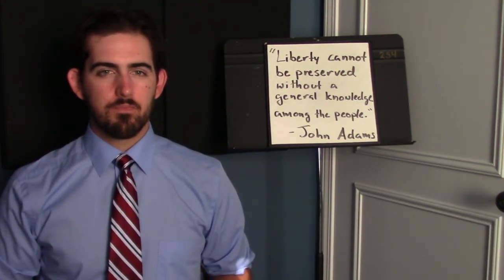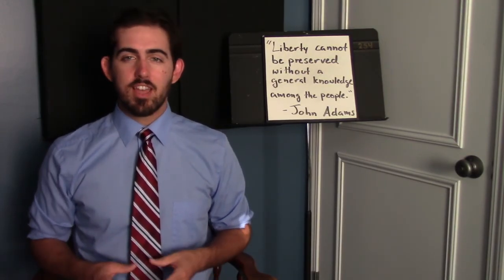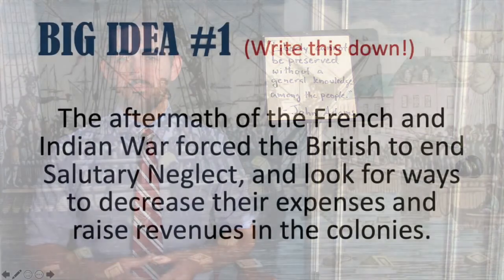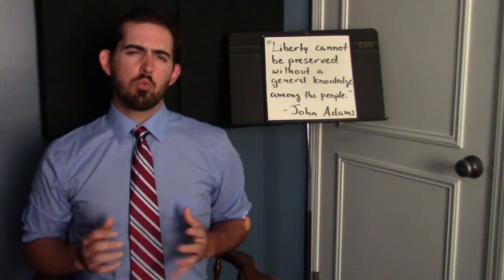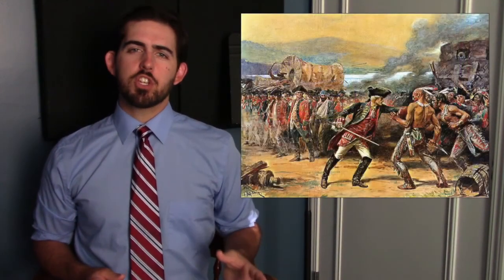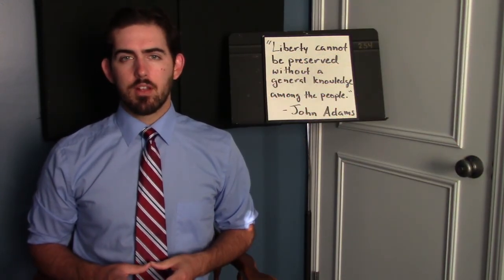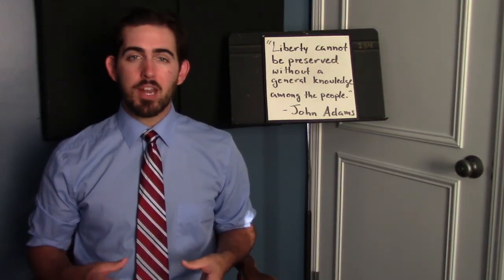Let's take a look. Our big ideas today will set the stage for each series of volleys between the British and the American colonists. Here's the first. The aftermath of the French and Indian War forced the British to end salutary neglect and look for ways to decrease their expenses and raise revenues in the colonies. Remember, the Seven Years' or French and Indian War left the British Empire facing hard economic times. Their budget problems forced them to look for ways to save money and make money.